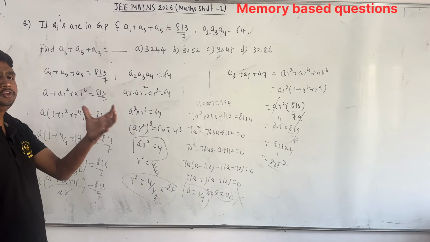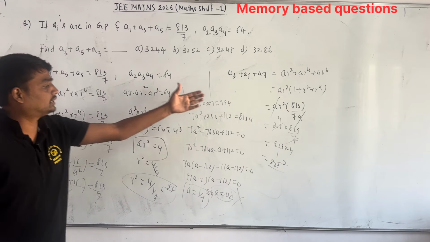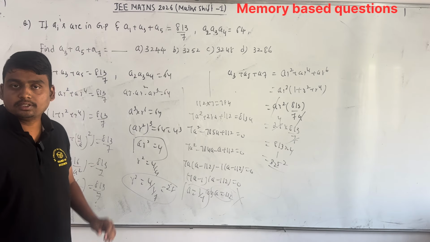So two equations, two variables. Find out the R and A values and get the answer. Then we can get the answer easily.